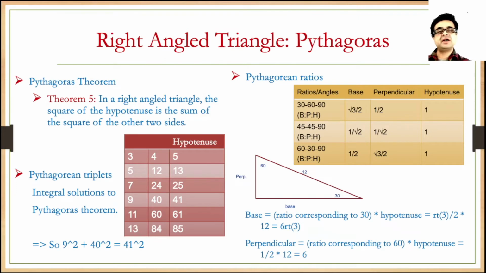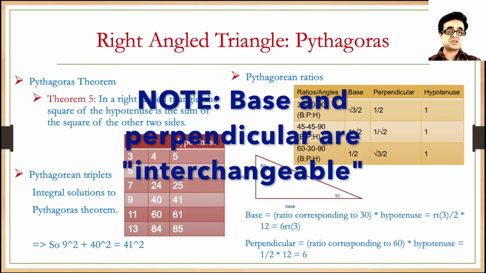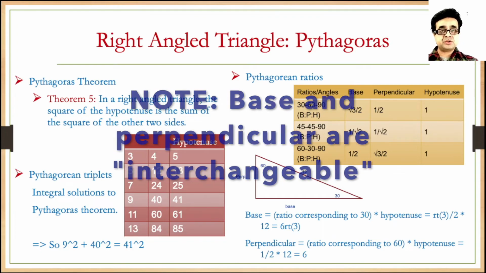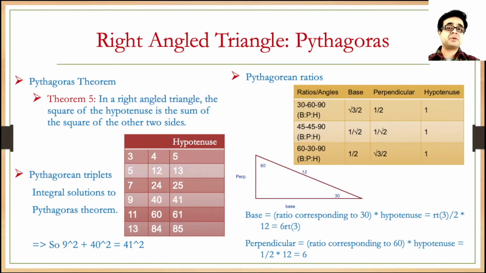Moving on to right angle triangles. These are some of the most important concepts and questions that you will be asked in GMAT. You already know Pythagoras theorem that the base square plus height square is equal to hypotenuse square, or base square plus perpendicular square is equal to hypotenuse square. What I really want to emphasize here, even though trigonometry is not in the scope of GMAT, is that there are Pythagorean ratios that I think you should remember.